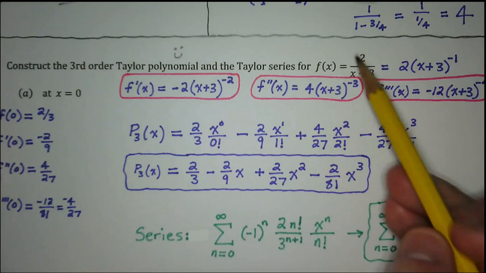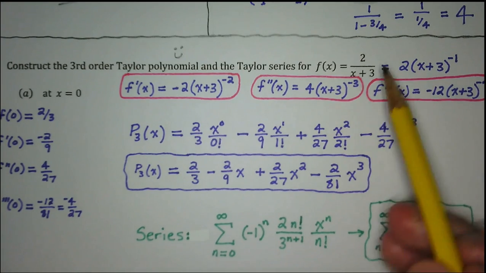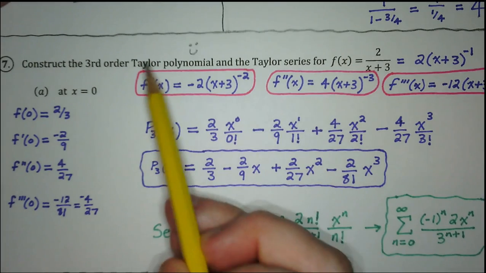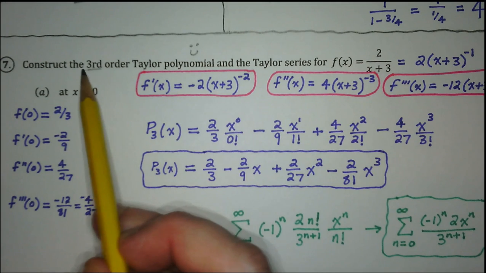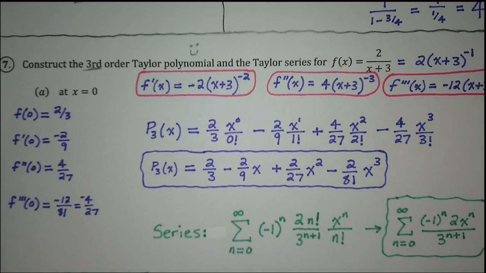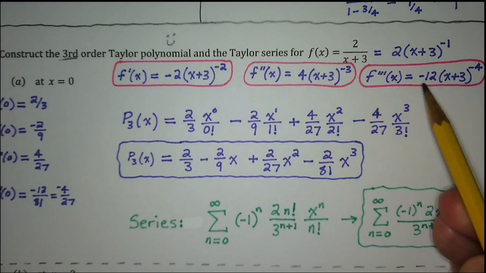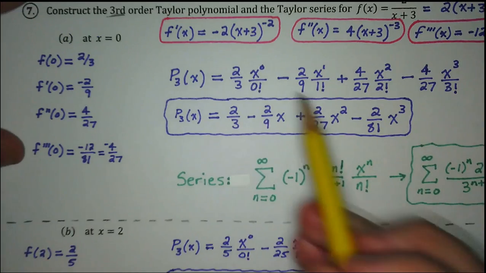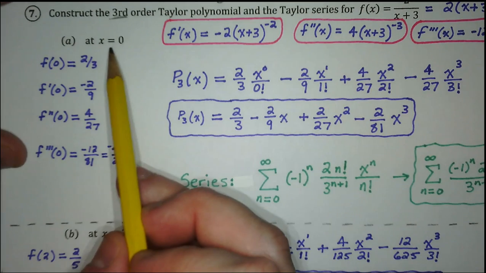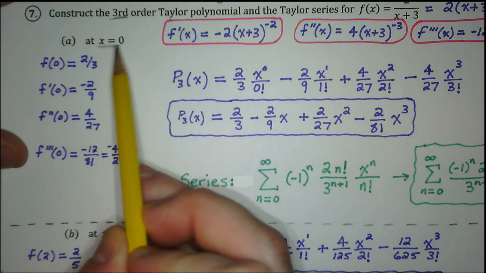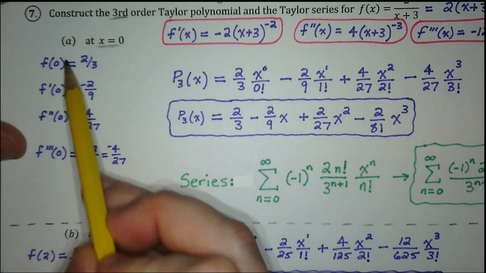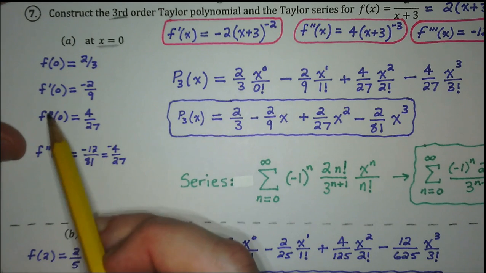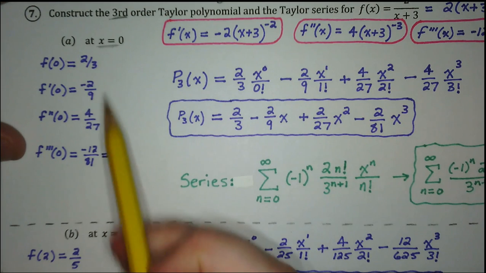You take the original function, you take the first derivative, the second derivative, the third derivative. You go as far as you need to. Here we want the third order, so I went all the way to the third derivative. And then here we want the third order polynomial at x equals 0. So you simply plug in 0 to all of those: the original function, the first derivative, second derivative, third derivative, and you get your answers.